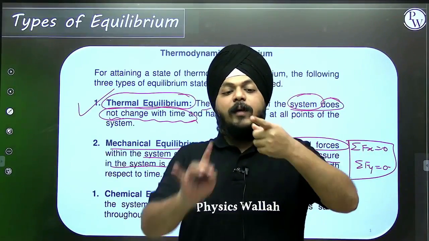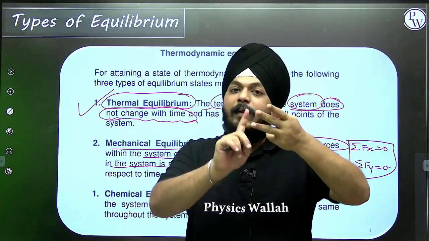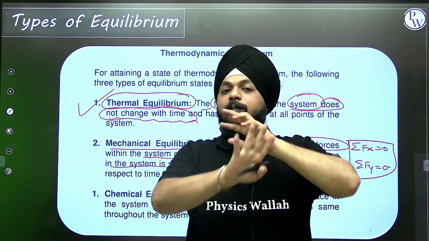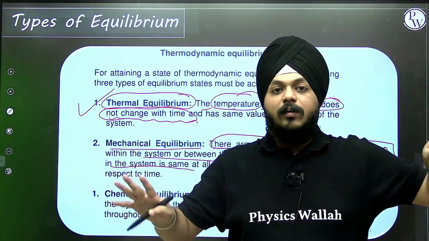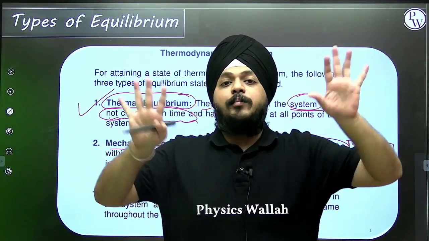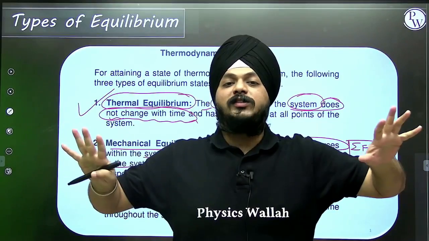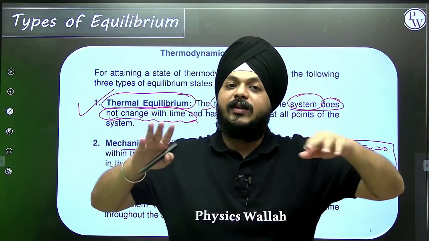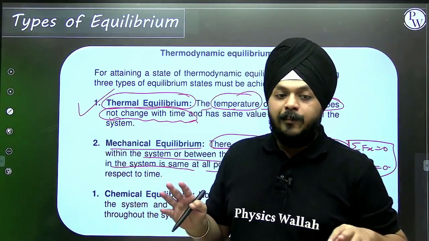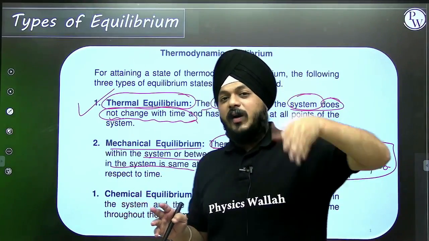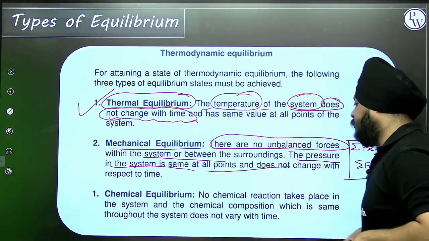Three types of equilibrium: thermal equilibrium, mechanical equilibrium, chemical equilibrium. Thermal equilibrium: no heat transfer, no temperature change in the system. Mechanical equilibrium: no unbalanced force exists. All forces will be balanced in the x and y directions, and net acceleration in x and y will be completely 0. Chemical: no further reaction will occur.